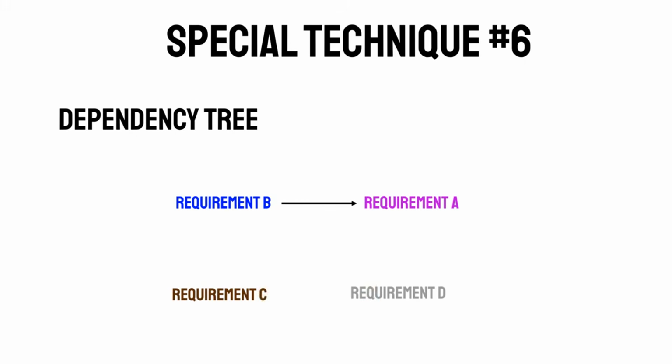So let's just draw again requirement A, B, C, and D. And let's say requirement A is dependent on requirement B, meaning we can only implement requirement A if requirement B is already implemented. Just illustrating this by this arrow. And this whole thing changes everything.